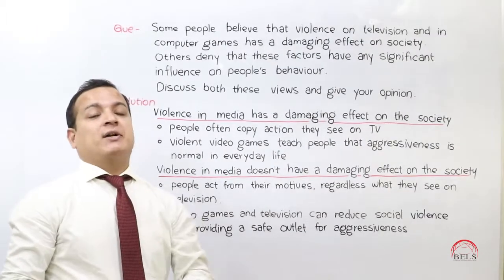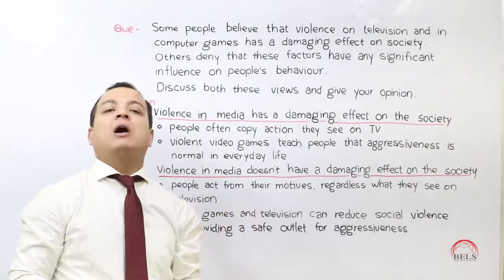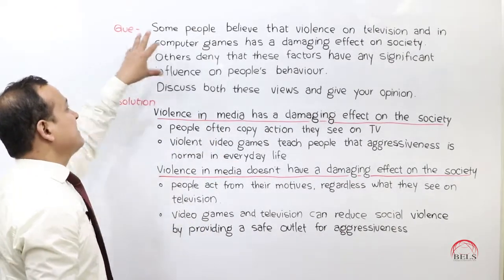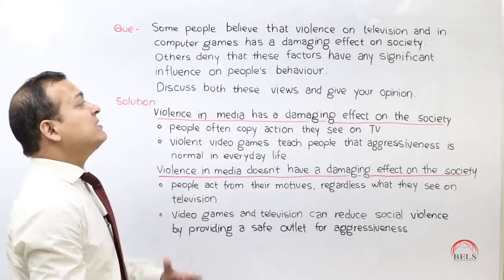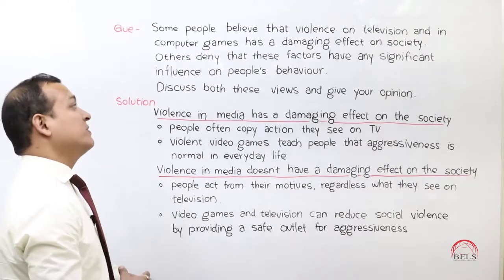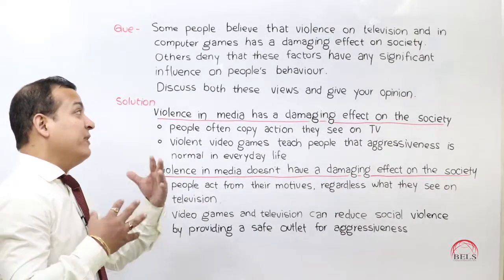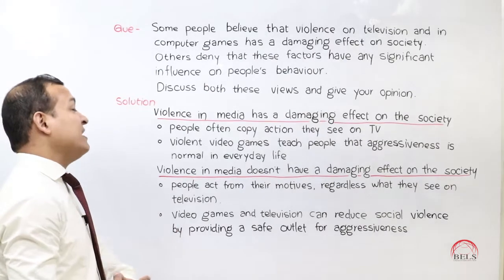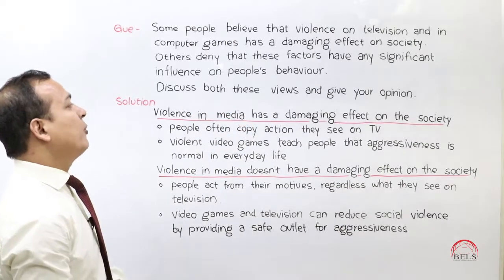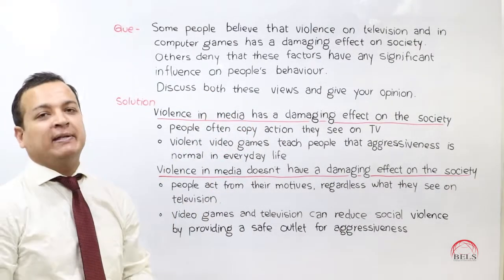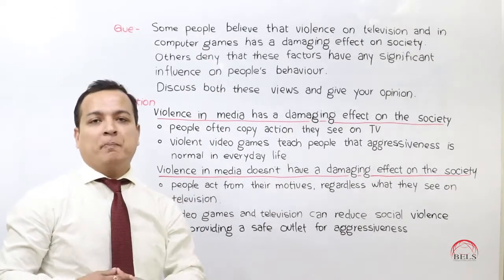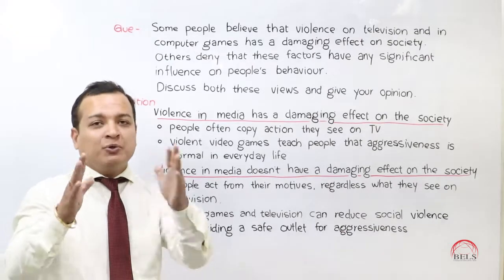Based on the previous structure, we are going to discuss one question now on discussion and opinion based essays. So here we go. We have one question. Some people believe that violence on television and in computer games has a damaging effect on society. Others deny that these factors have any significant influence on people's behavior. Discuss both these views and give your opinion. So this question clearly says that you have to discuss both sides of the view and personally give your opinion in the conclusion part. So how to go for it?